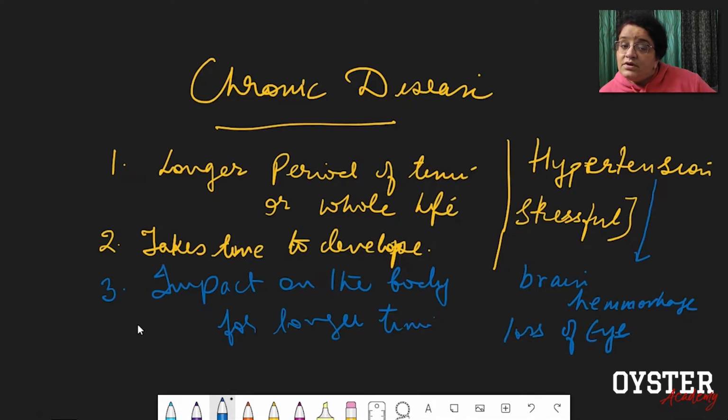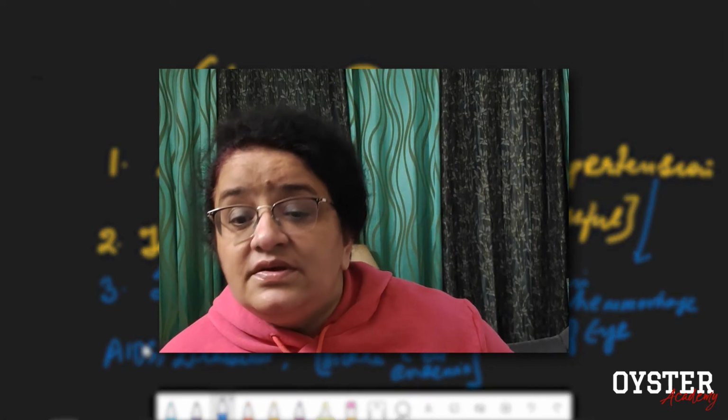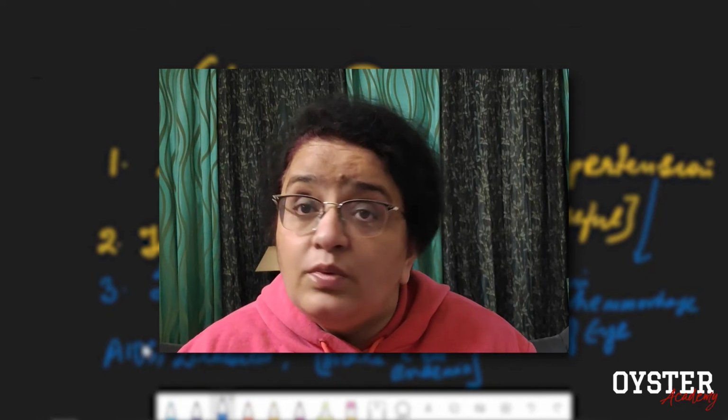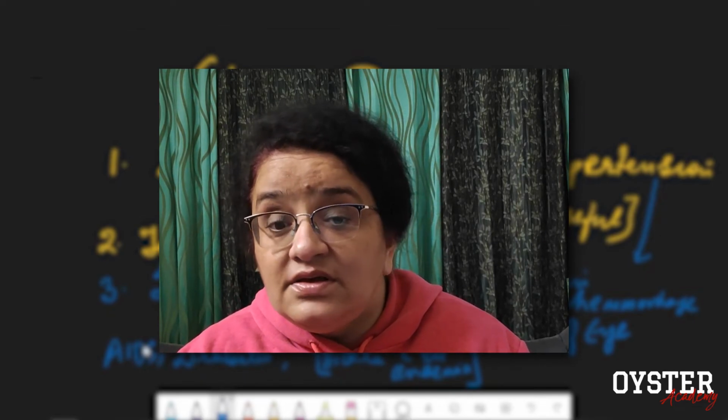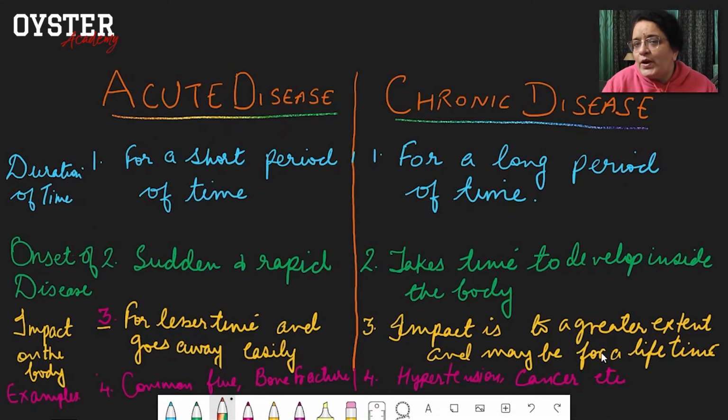Other examples of chronic diseases are AIDS, then diabetes and sickle cell anemia. Sickle cell anemia is a disease which is a genetic disorder. So like AIDS, diabetes and sickle cell anemia, you can see these diseases do not occur in one night or all of a sudden. It takes time to develop in the body. Onset is very slow.